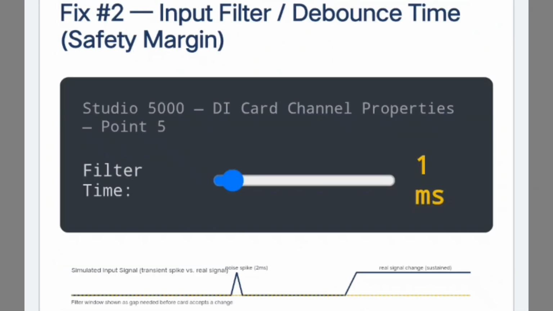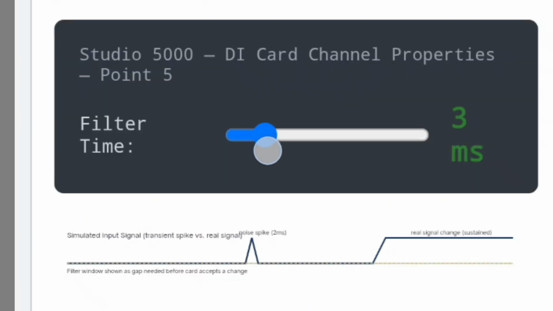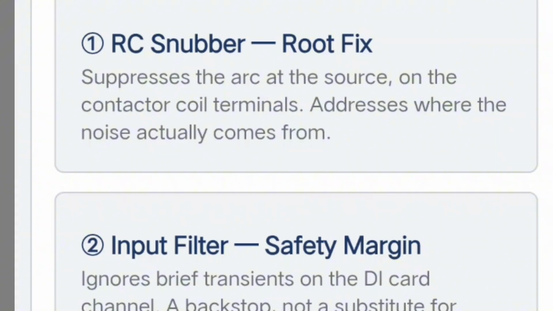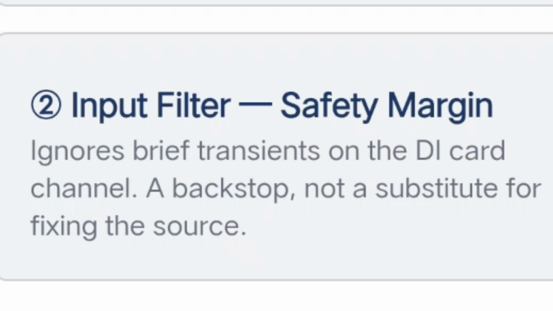Second, a software-side safety net. We increased the input filter time on that DI card's channel, the debounce setting, in Studio 5000. A few extra milliseconds of filtering means a transient spike that lasts only a couple milliseconds gets ignored, while a genuine, sustained field signal change still comes through fine. I want to be clear about the order here. The snubber is the actual fix, addressing where the noise comes from. The filter time adjustment is a safety margin, not a substitute.